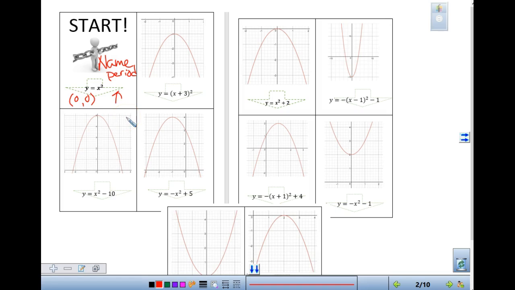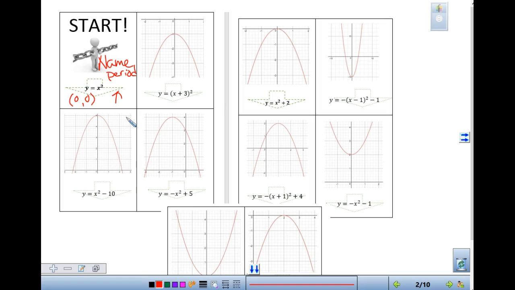So you're going to do that on each of the cards. By the end, you're going to tape all these together from the start to the end, and the end one has to say that one, and they all match up, okay? So on each one, I need a vertex with an arrow up or down.